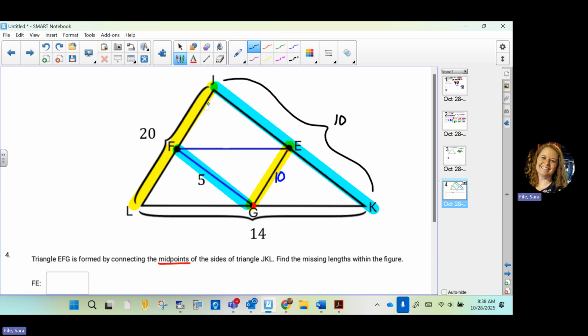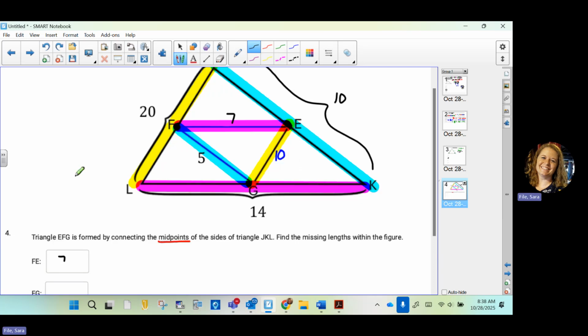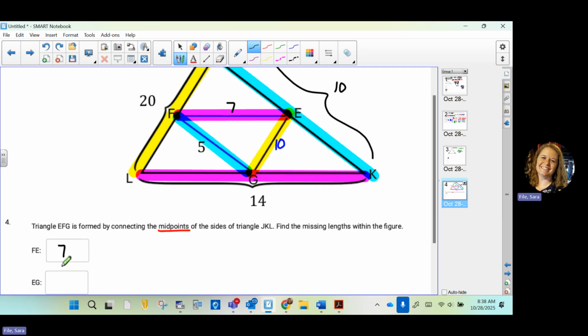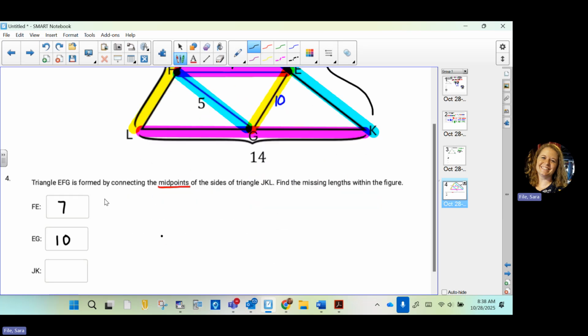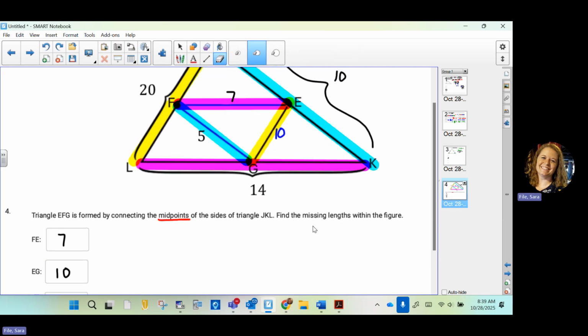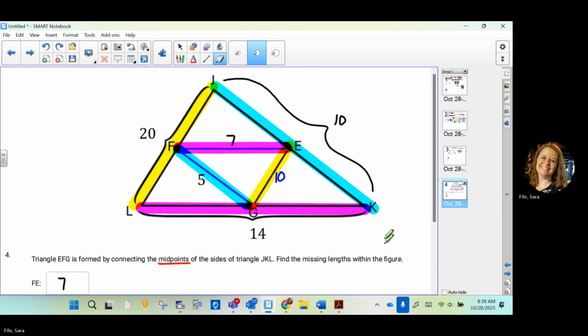Okay, now last but not least, we need FE, which is parallel to LK, and LK is 14. And so what would this mid segment FE be? 7. So make sure you plug them in there. FE is 7. EG was 10. And then JK was also 10. Do we understand the relationship between a mid segment and the side that it's parallel to? Those are 4.5 notes if you need to go back and review that, study that.